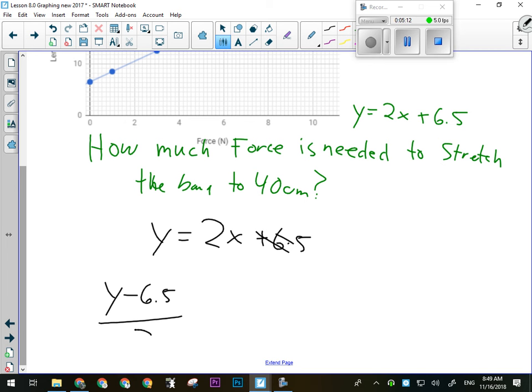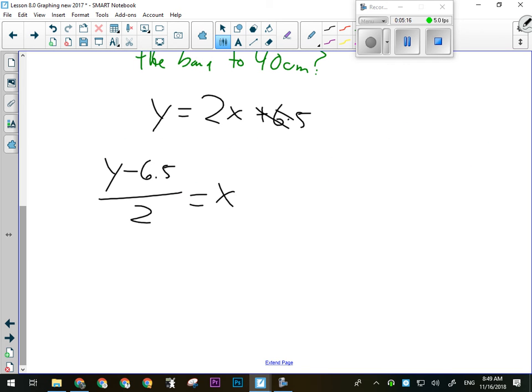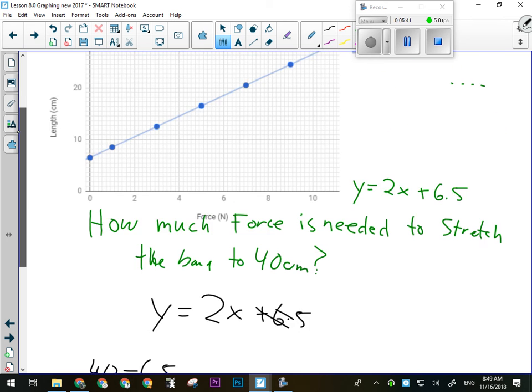Divide it over here. All right, so that's going to leave me with x. Now, what's y? 40, right? I want y to be 40 centimeters. So I'm just going to take y out, and I'm going to plug in 40 for that. So I got 40 minus 6.5, which is going to be 33.5 divided by 2, 16.5. I'm going to need 16.5 newtons worth of force in order to stretch this rubber band to 40 centimeters.